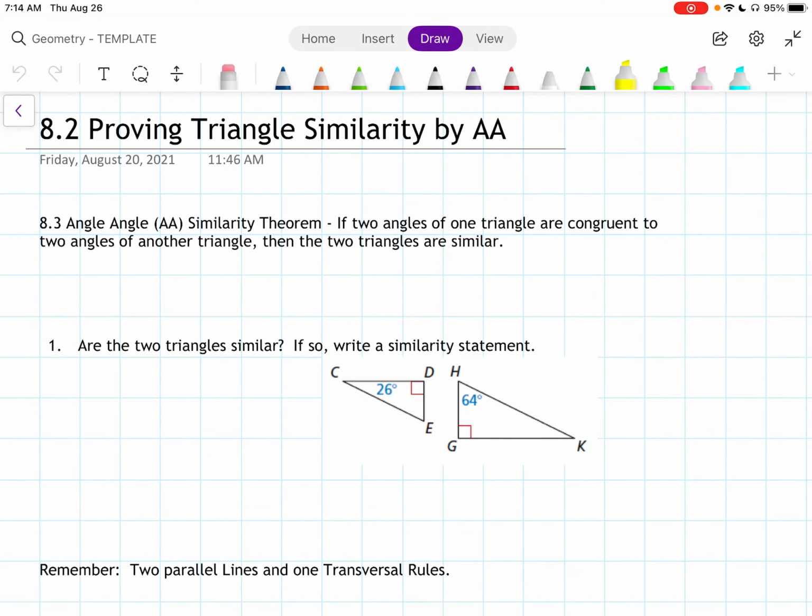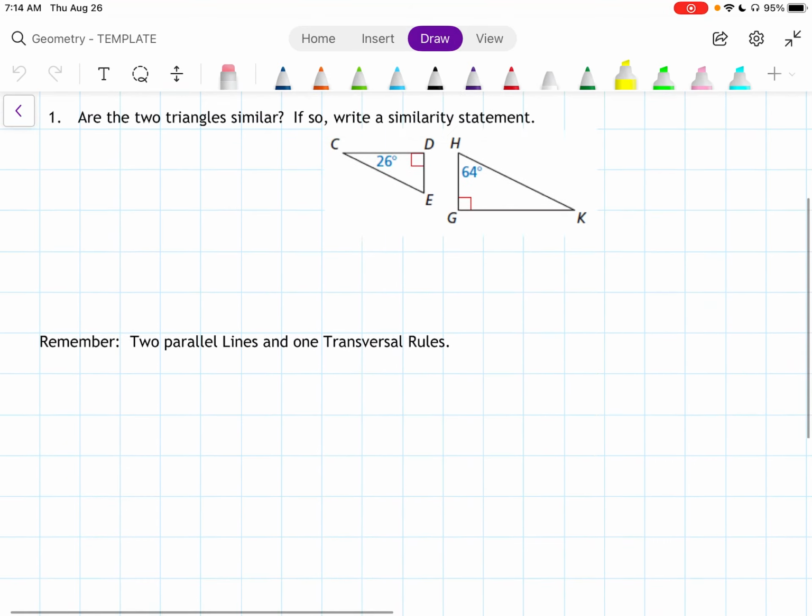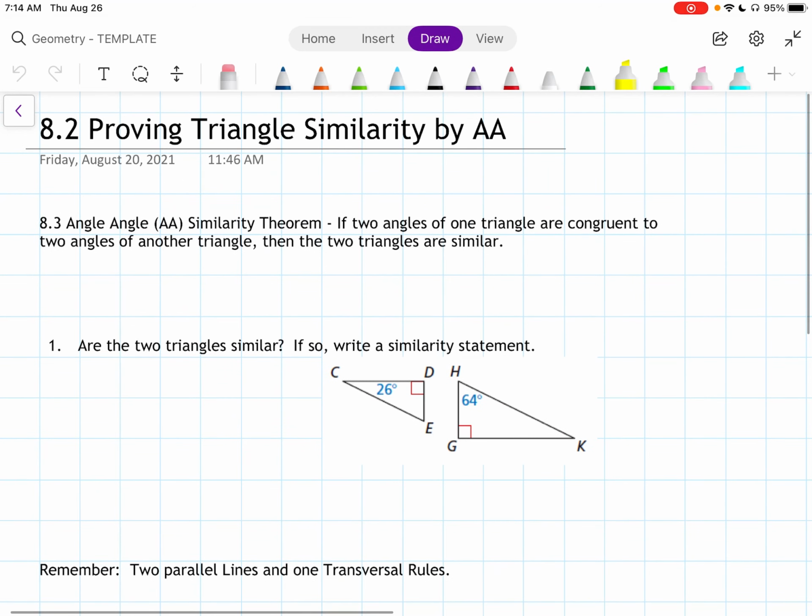All right, 8.2, proving triangle similarity by AA. That means angle, angle. These are going to be very short notes, just one problem here. And the homework is really just based off of this single theorem, okay? So 8.3, angle, angle, or AA, similarity theorem. If two angles of one triangle are congruent to two angles of another triangle, then the two triangles are similar.